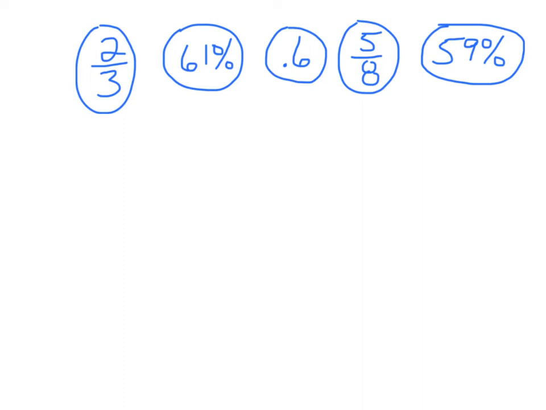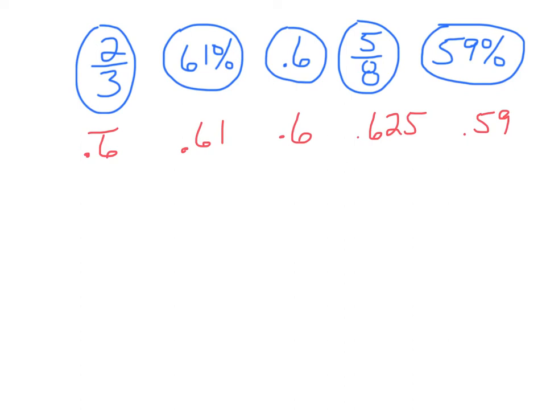If I was going to do this, the first thing I would do is change them all so they're in the same type of number. So I would either change them all to percentages or all to decimals. I'm going to start by changing them all to decimals. So I know that 2/3 is 0.6 with a line over it. 61% is 0.61. I already have 0.6 written as a decimal. I know that 5/8 is 0.625. And I know that 59% is 0.59.